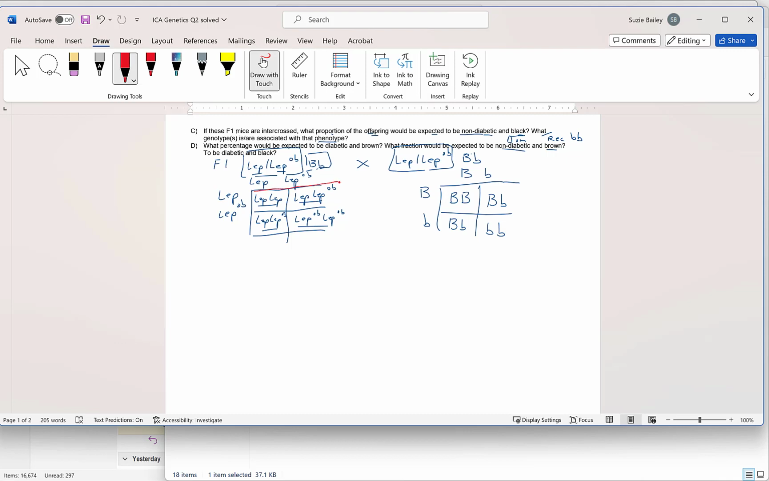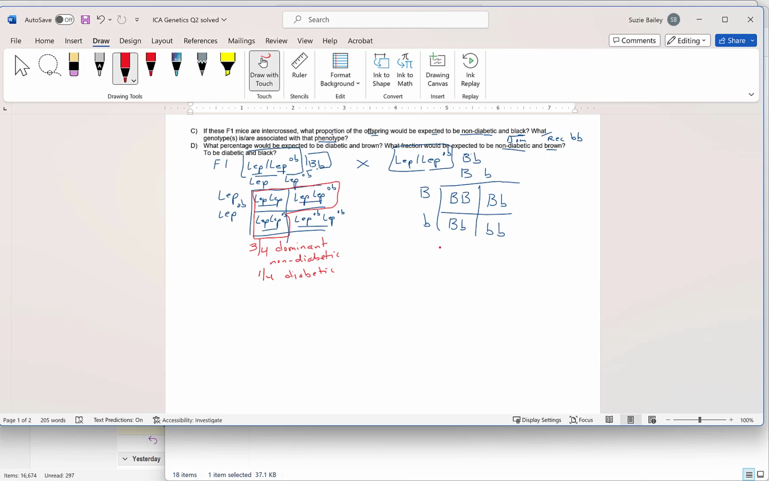3 out of 4 we would expect to show the dominant non-diabetic normal weight phenotype, and 1 out of 4 to show the diabetic and higher weight phenotype, right? Just thinking about the leptin gene.